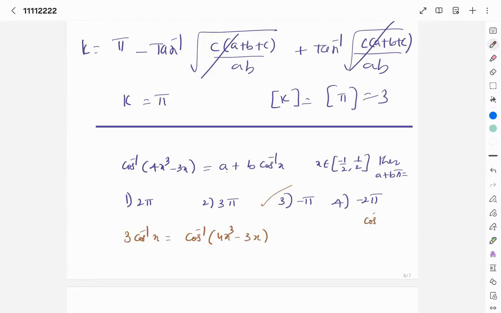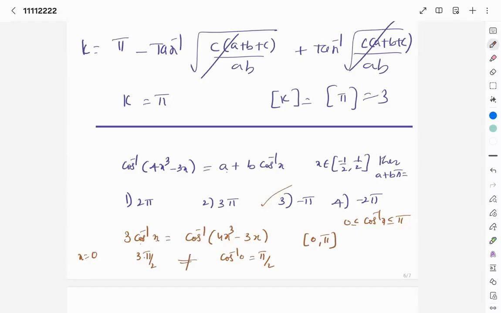The problem is that the cos inverse x range lies between 0 to pi. So the right hand side is definitely between 0 to pi. On the left hand side, for example, if I take x as 0, it is 3 into 3 pi by 2. Here, cos inverse 0 is pi by 2. Both are not equal.